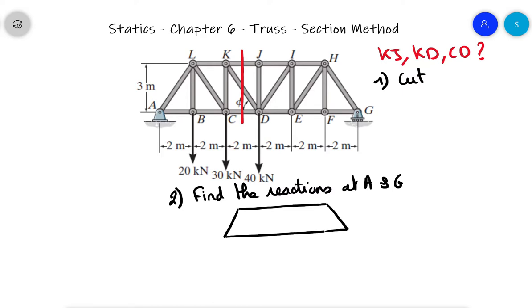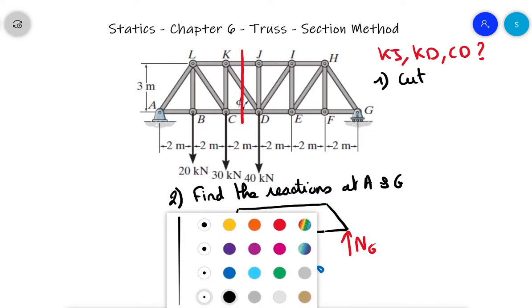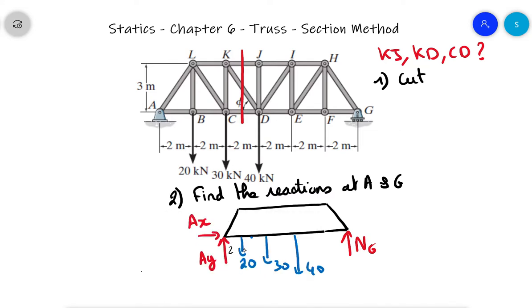The forces that we know are the 20, 30, and 40. The ones that we don't know are AY, AX, and NG. I write N because it's a normal force, since it's a smooth roller contact. And we need some dimensions: 2 meters, 2 meters, 2 meters, and to the right is 6 meters.